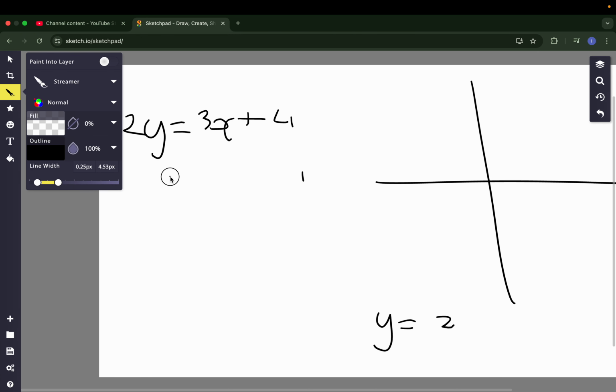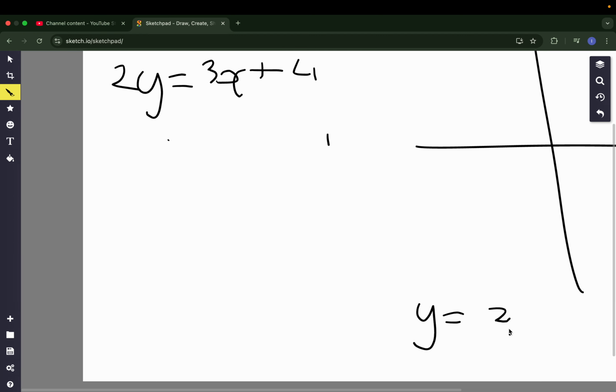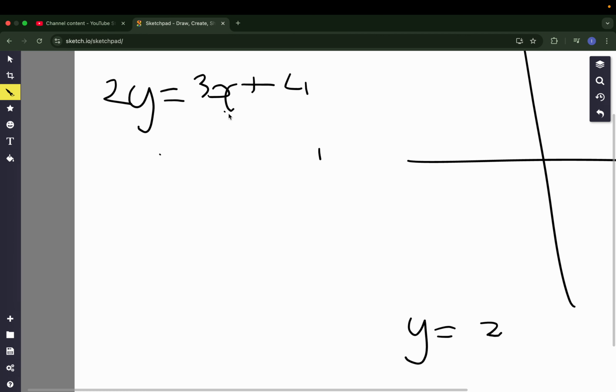And now we have to find the x-intercept. So we can either find it by subbing this in, or we can also just make y equals 0. So I think the easiest way would probably be to make y 0. So 2 times 0 equals 3x plus 4. And now we're trying to isolate x. So first we move the 4 over. So minus 4, minus 4.